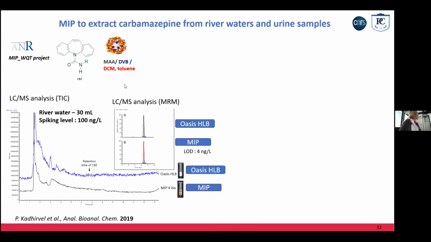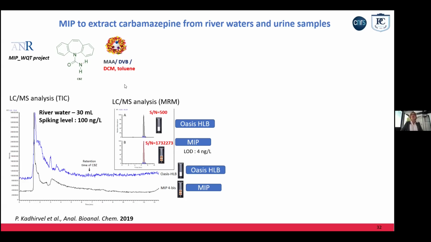In this example, we were able to produce a nitro-carbamazepine and to detect this molecule at a very low concentration level in a water sample. We don't see anything, there is total interference in mass spectrometry, but if we focus on the signal given by carbamazepine, it is very easy to detect this molecule.